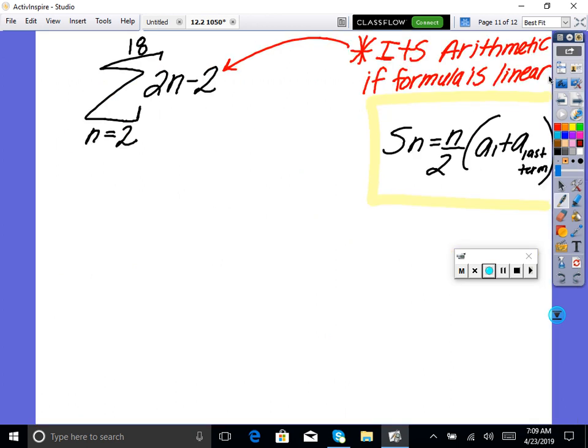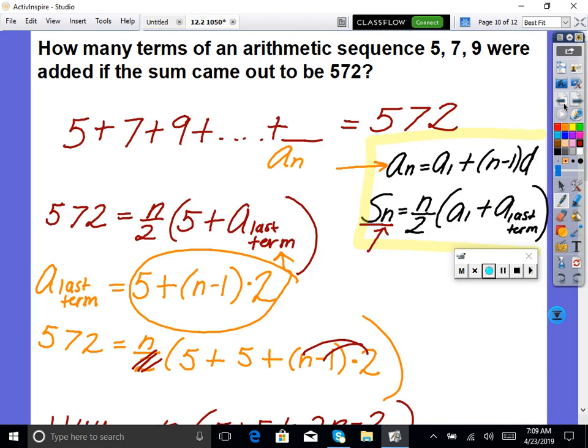Now, how could you check if you got it right? You'd hurry and go, okay, I've got to find the 22nd term, right? Then once you know the 22nd term, you can plug it into your sum formula. You'd say 22 divided by 2 times a sub 1, which is 5, plus whatever a sub 22 is. And if it comes out to be 572, you've done it right.